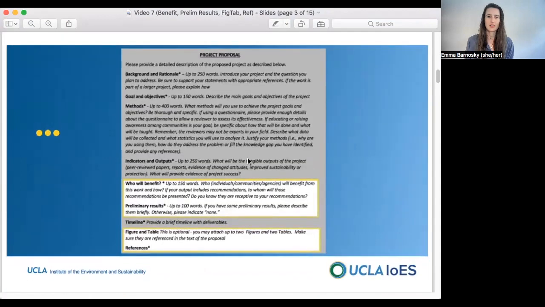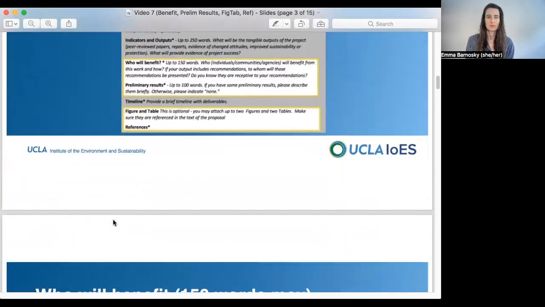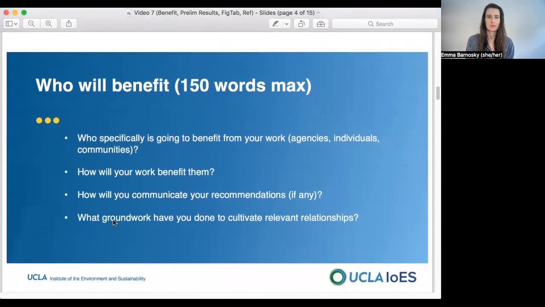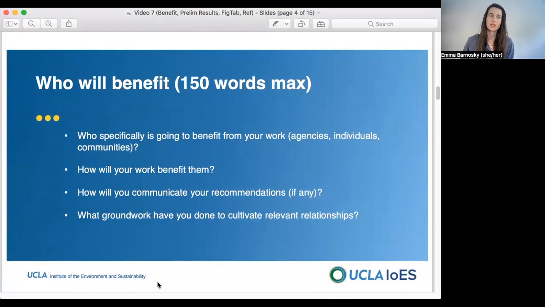And again, here are the sections we will be going over, highlighted here. And as I mentioned, the timeline section we will discuss in the next video when we also talk about budget. So let's begin with the who will benefit section.